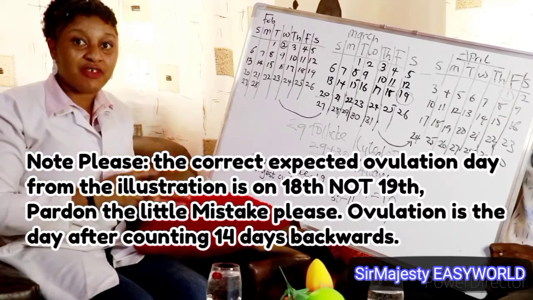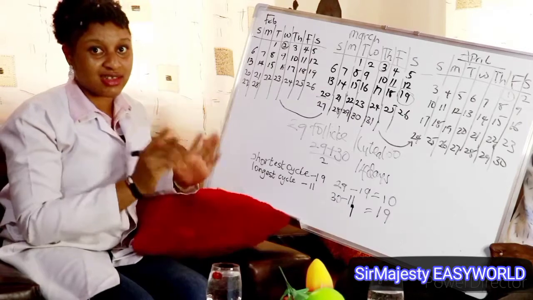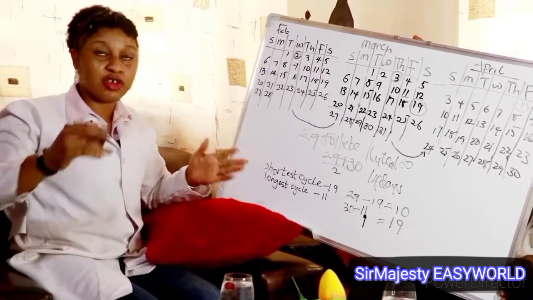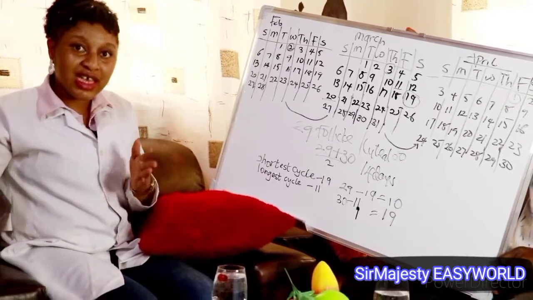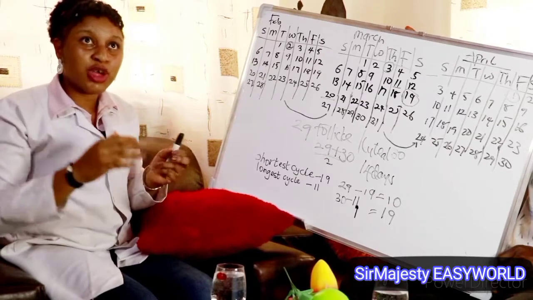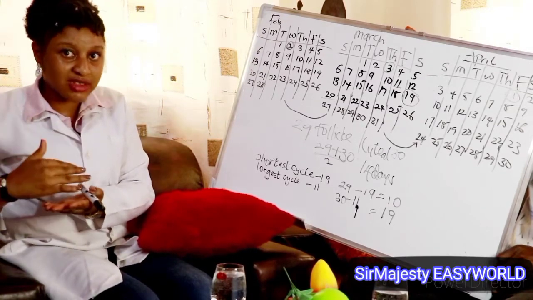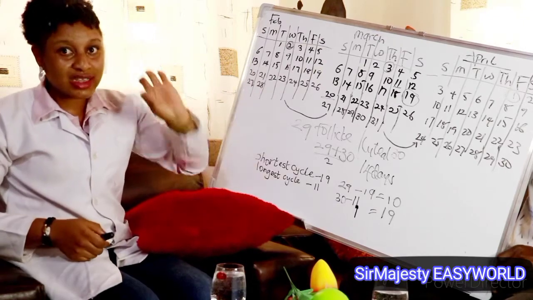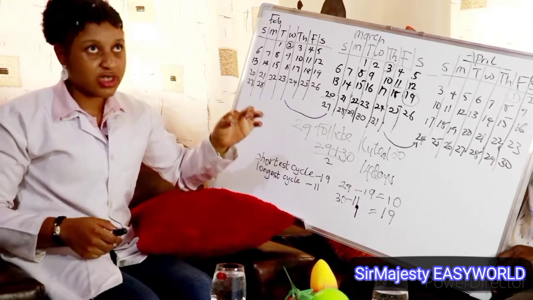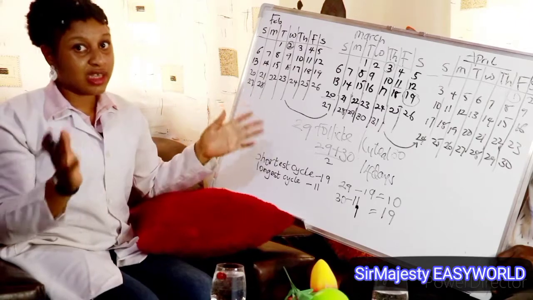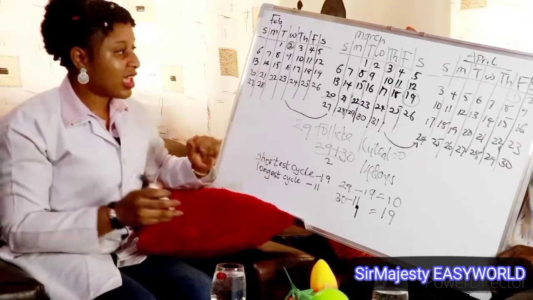Ovulation is on day 14 if you have a regular 28-day cycle. So if your cycle is longer than 28 days, what you're going to do is subtract 14 from it, and what is left is the day your ovulation will be. It might be day 17, it might be day 18, depending on the length of your cycle.